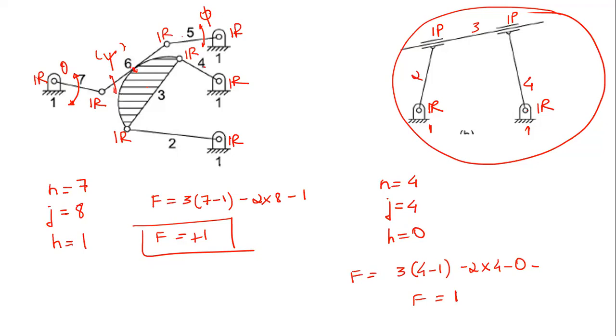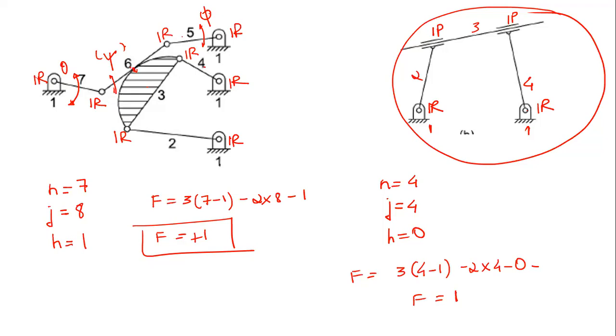So can anyone guess why I am saying the degree of freedom of this mechanism will be equal to 0? Any idea? Sir, minus FR, so it will be 1. Minus FR. Okay, so that is one case. But how are you going to interpret it physically?